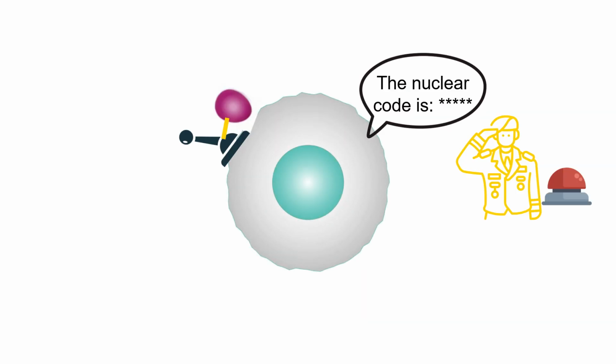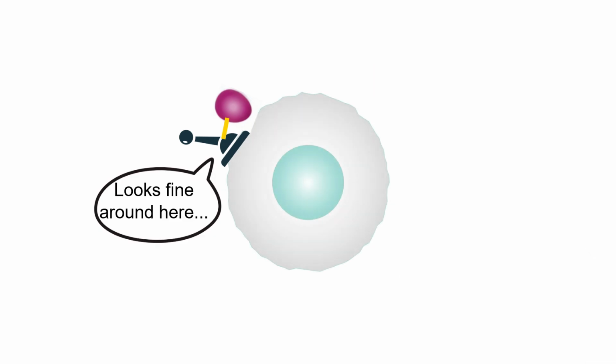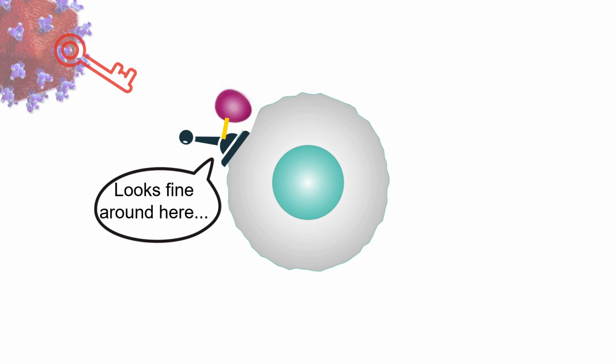CCR5 lies on the surface of the immune cells, and especially on a type known as T cells. T cells are very important to our bodily defense, kind of like messengers signaling the use for weapons of mass destruction. CCR5 is supposed to just regulate the immune system, but CCR5 is also the entry ticket for HIV-1, the main type of HIV accounting for 95% of cases, to invade T cells.